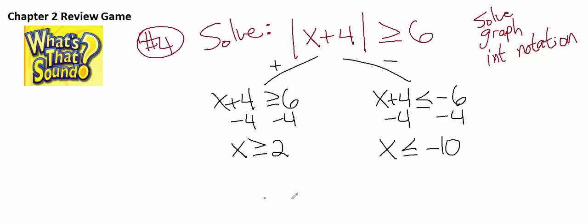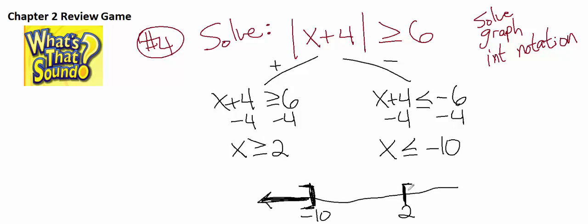So if I were to graph this, I'd have -10 here and 2 over here. -10 always goes to the left. 2 is bigger, so it goes to the right. Here we're less than -10, so that shades like this. And then here we're greater than 2. So that's greater than or equal to, so it's a bracket. And we shade to the right.